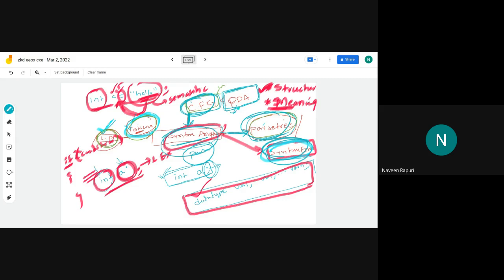With this we will do some more problems also, on how to construct the parse tree. There are different ways: the top-down approach and the bottom-up approach. Everything I will explain in the next class.